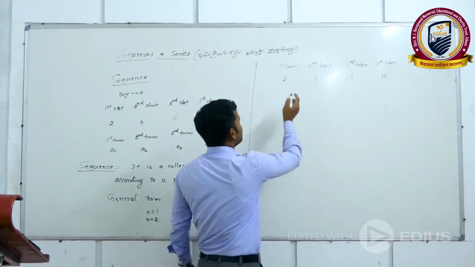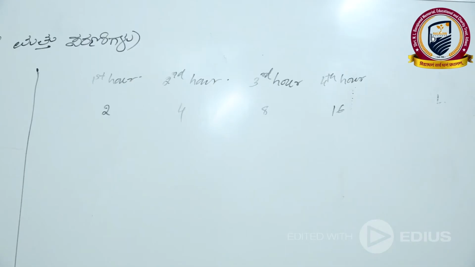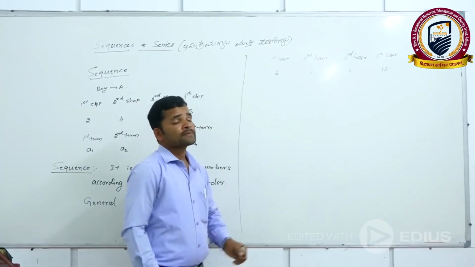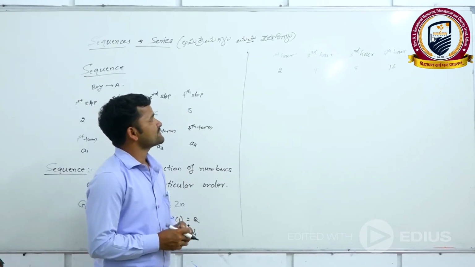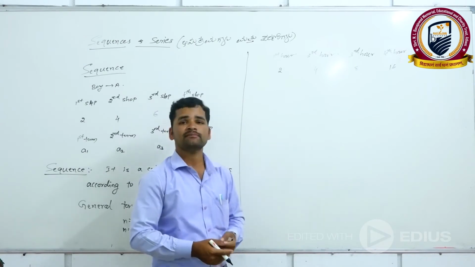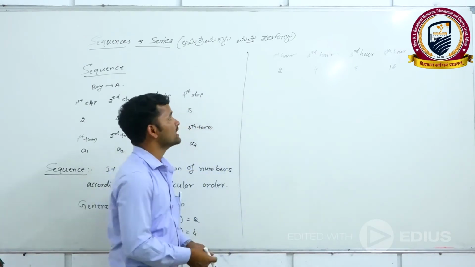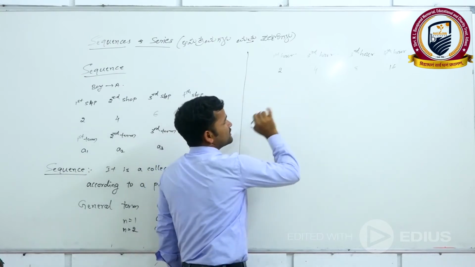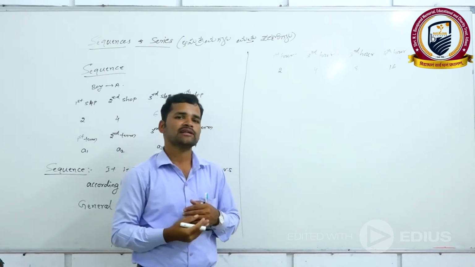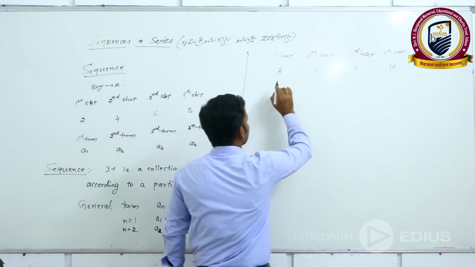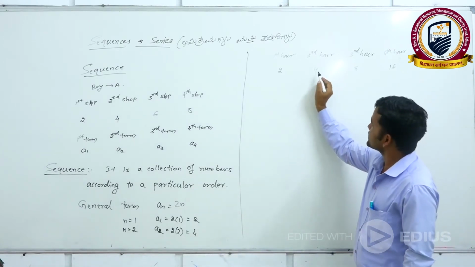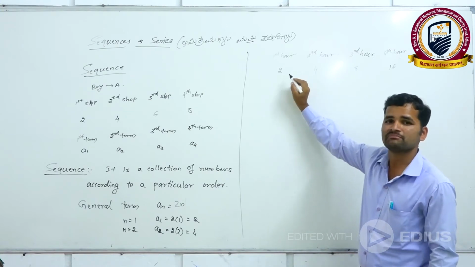So here, at the beginning how many? Initially 2 bacteria were there, and when 1 hour completes, it becomes 4. Third hour means it becomes 8. Like that it is proceeding. See, 2, 4, 8, 16, in the sense this is just an arrangement of numbers. First number 2, second number 4. How is it linked actually? The second term is obtained by multiplying the previous term by 2.